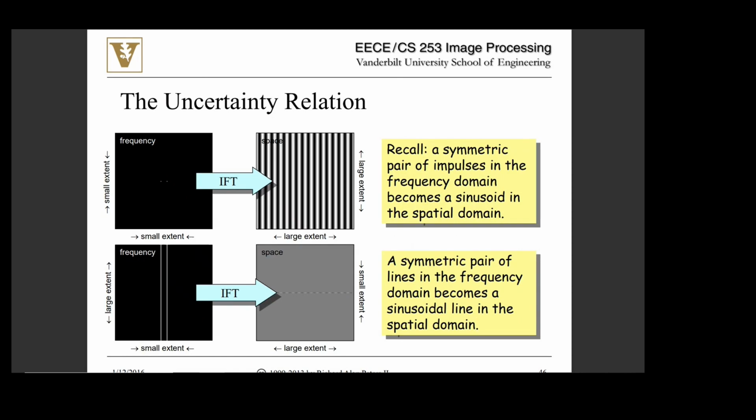And here you have this idea. If you have a couple of deltas in frequency, then what you have in real space is this sine. Now let's look at this. I have a couple of deltas in one direction, and in the other direction I'm completely flat.